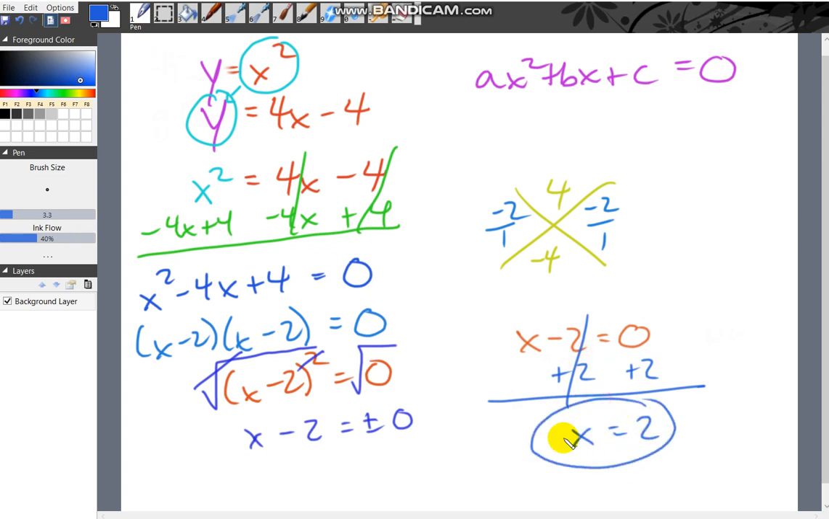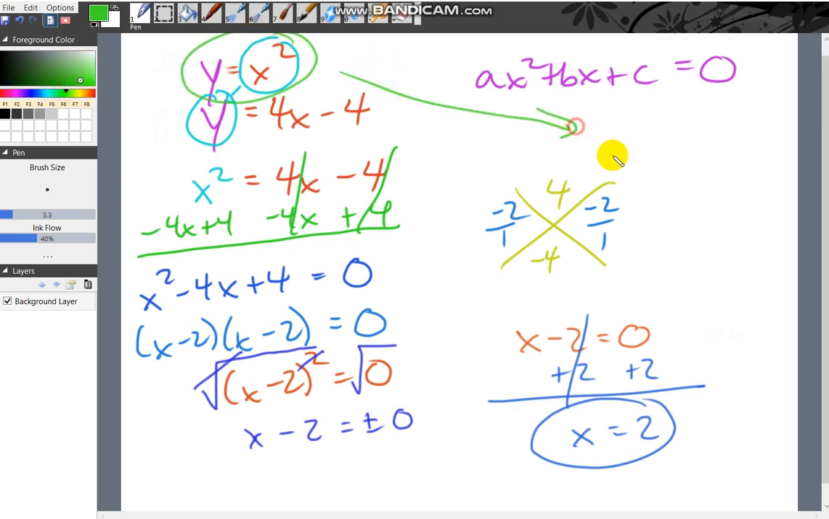Okay, next what we need to do is solve for y now. If we want to solve for y, we can take one of the equations. I like the first one. The first one looks kind of nice. Let's take this first example here.